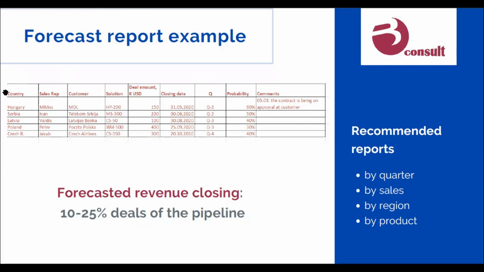I have multi-country reports, so I put the countries. You can put regions, cities, or whatever. We have sales reps here. We have customer names. These are mandatory fields. We have a solution or solution class or product line, whatever. Then we also have the deal amount.